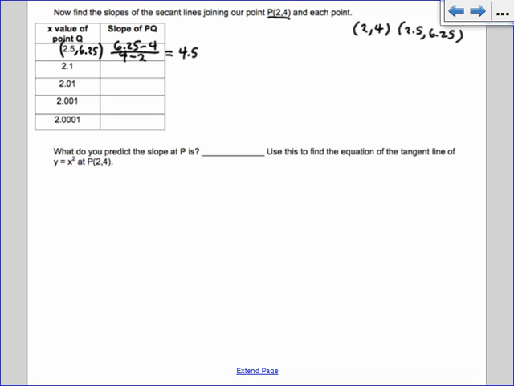All right, so the next one. If I have 2.1, that was the point 2.1, 4.41. When I find the slope between 2, 4 and 2.1, 4.41, what I'm doing is 4.41 minus 4 all over 2.1 minus 2. And for this one, I end up getting 4.1.